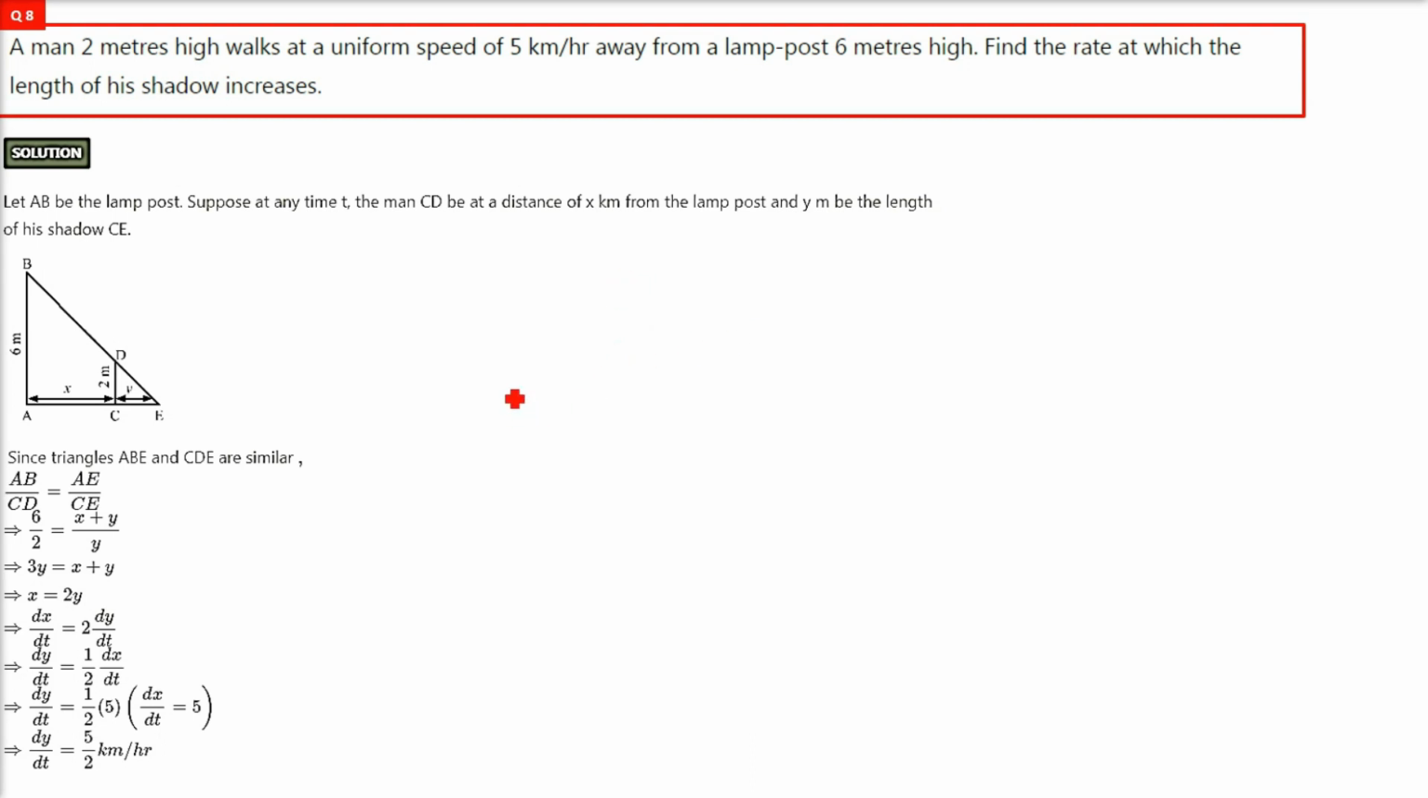So let us make a diagram. Let me make you understand what we are trying to do here. So here is a person. The person or a man is 2 meters high.